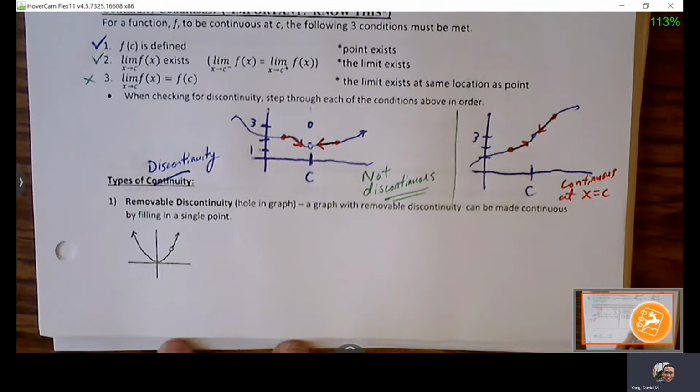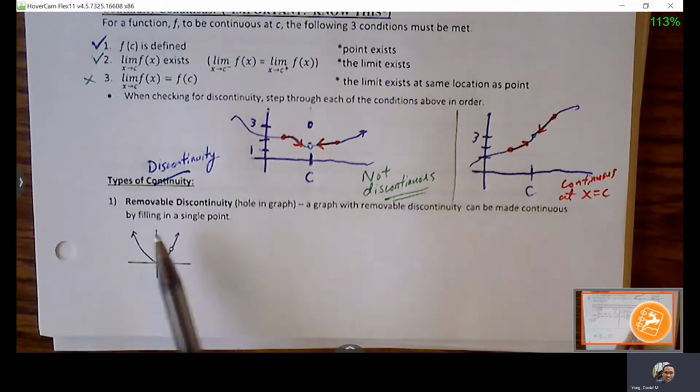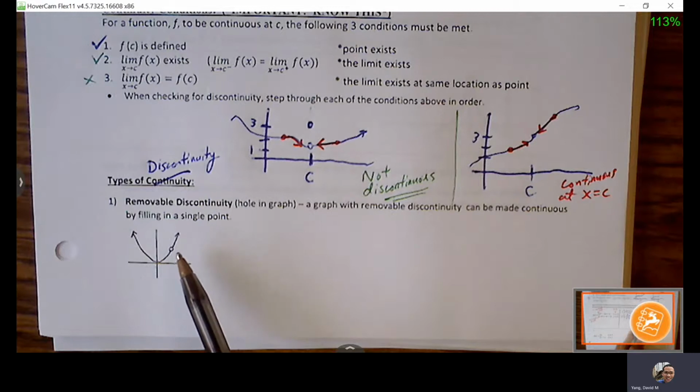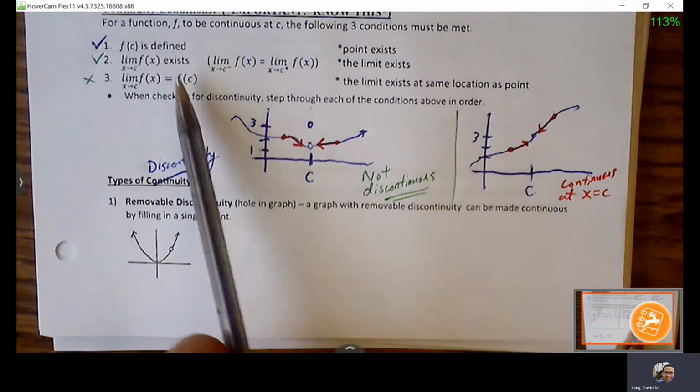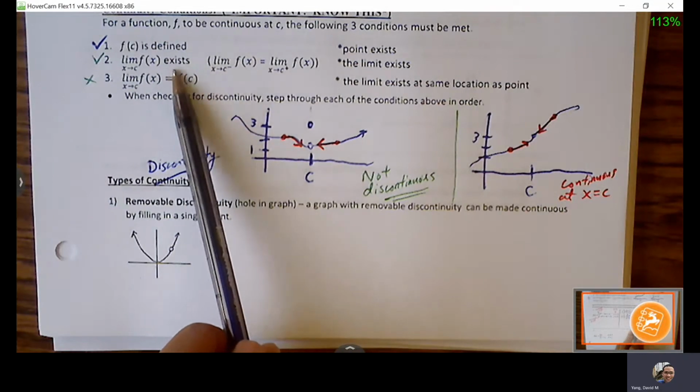So the first type is what we call a removable discontinuity. Visually speaking, that means there's a hole in the graph. A graph with removable discontinuity can be made continuous by filling in a single point, which means that something with removable discontinuity is only one point away from achieving continuity. Okay. So here is how we can tell within these conditions that we're staring at a removable discontinuity.